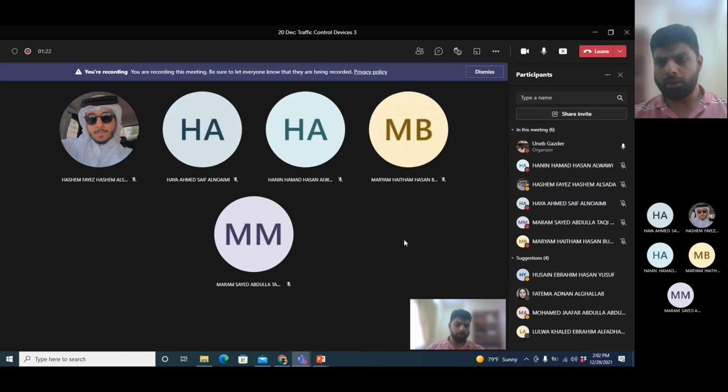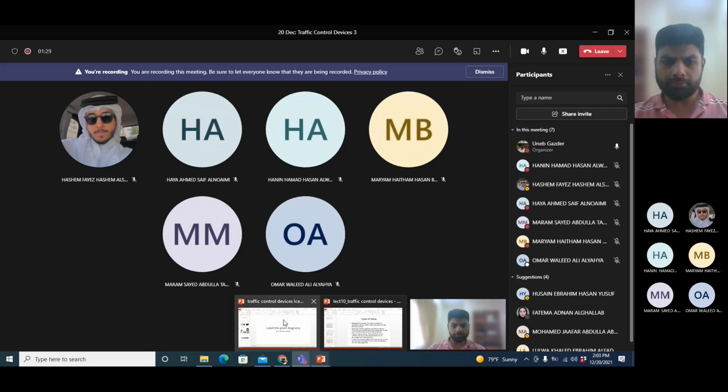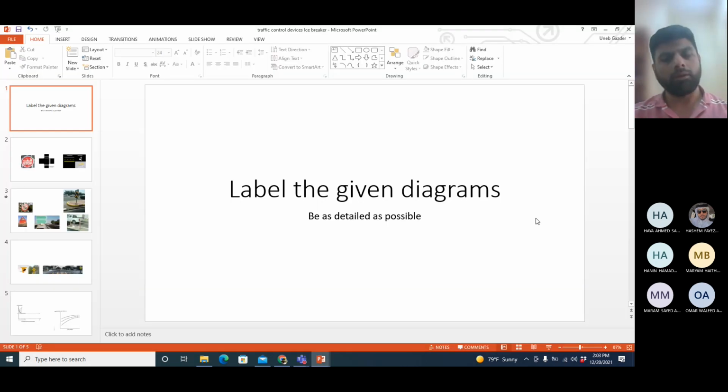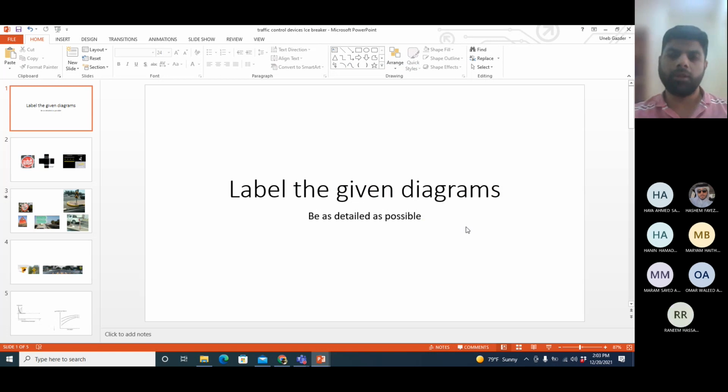And to start off this week, I will give you an activity. I will show you some diagrams, and these diagrams are linked to the topic which we have been covering, traffic control devices. And you have to tell me what is shown in these diagrams and try to give me as much detail as possible. I just don't need the title of the diagram, the things which are in the diagram. If you can tell me the detail about them, it will be much better. Okay, and it will refresh your minds as well.